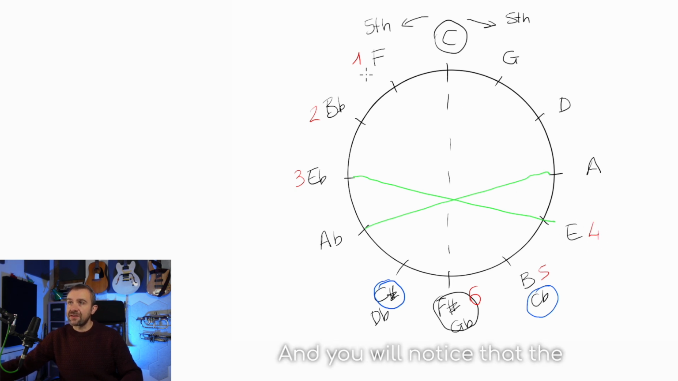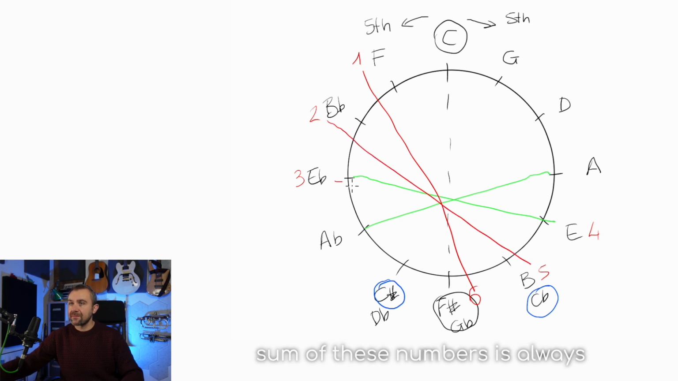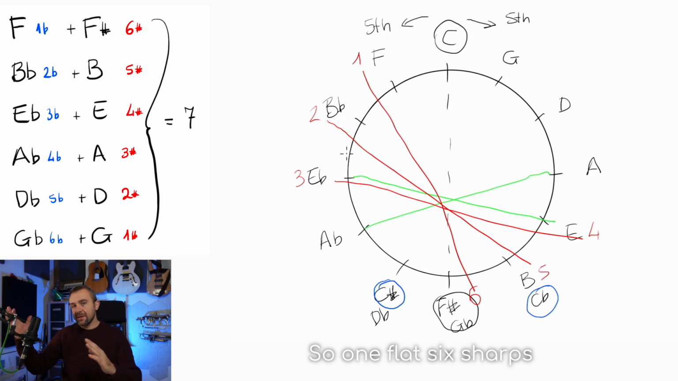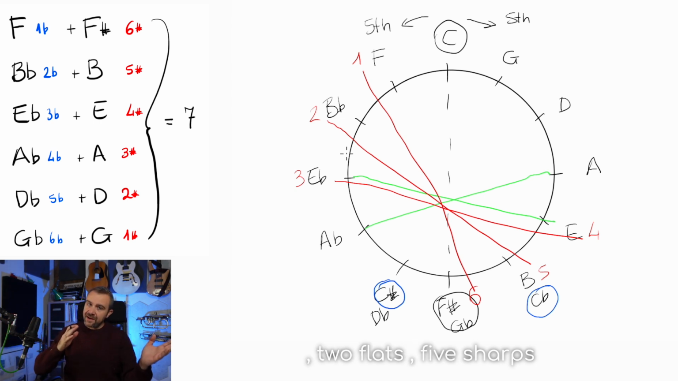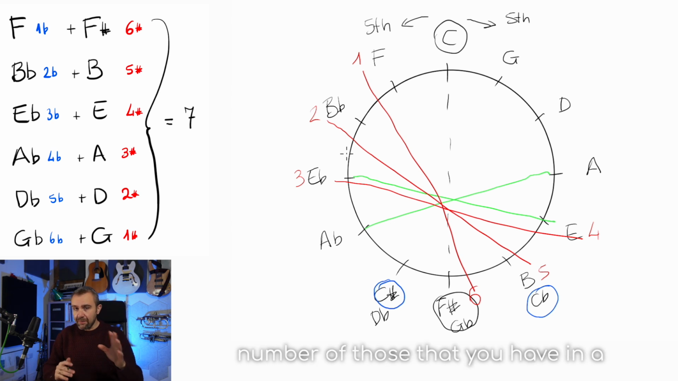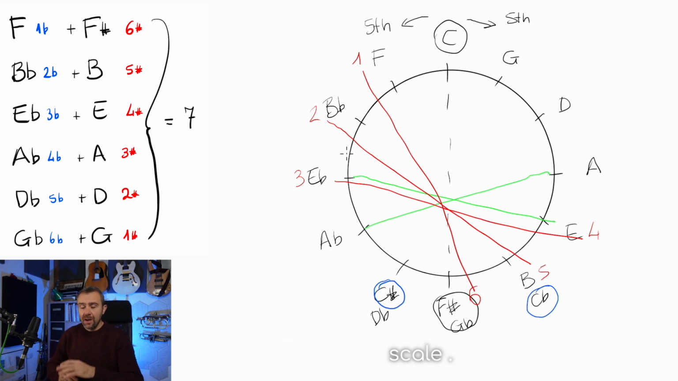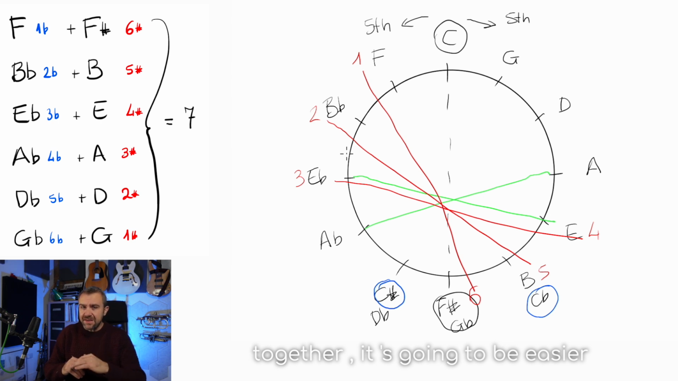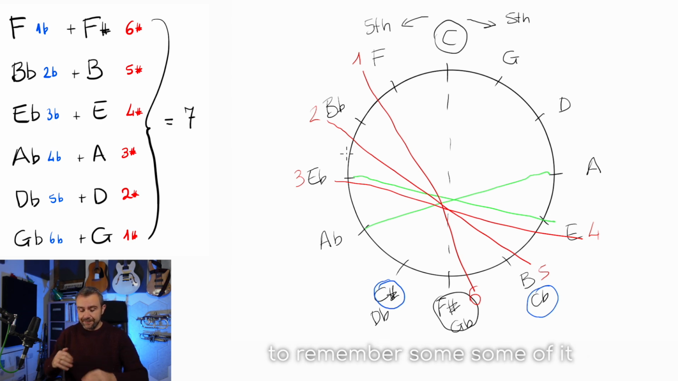And you will notice that the sum of these numbers is always 7. So 1 flat, 6 sharps, 2 flats, 5 sharps, and so on. The sum is always 7, like the number of notes that you have in a scale. Now, if you combine all those things together, it's going to be easier to remember some of it.